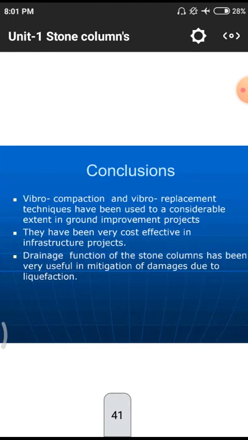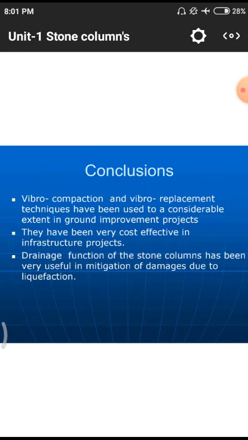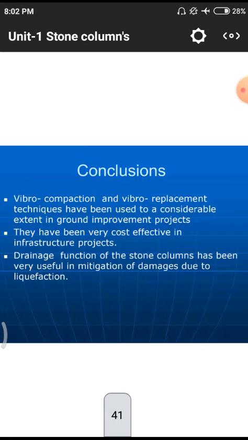Okay, these are the conclusions. What are the conclusions? Vibro compression and vibro replacement techniques have been used to a considerable extent in ground improvement projects. Next, they have been very cost effective in infrastructure projects. Cost effective means the cost is low. Why? Because we are not using binding materials and other things. Simply we are using stones and some loading capacity, so this is a cost effective process.